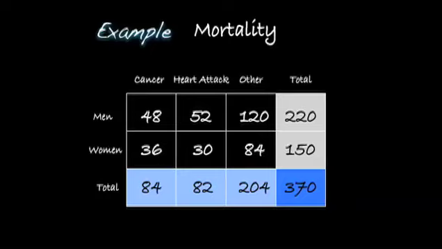And finally, if we don't even consider the sex, there were 84 people who died of cancer out of the 370 people who are represented here. So 84 divided by 370 is the likelihood of simply dying of cancer, irrespective of what your sex was.